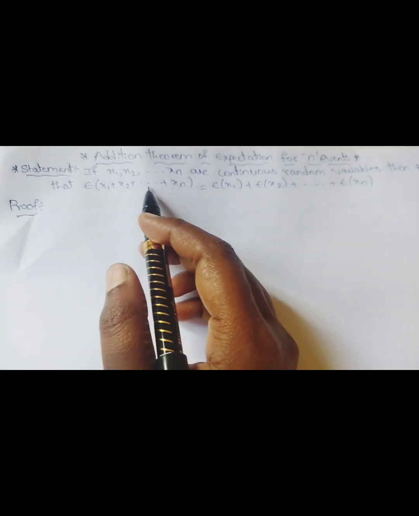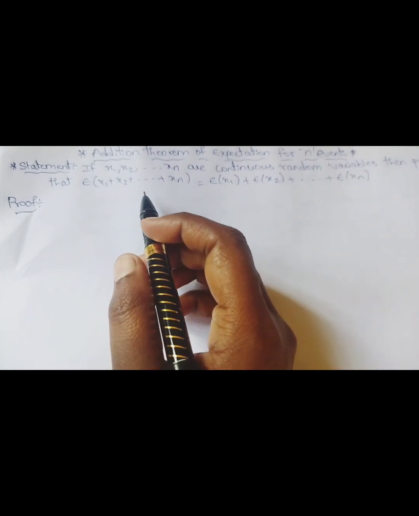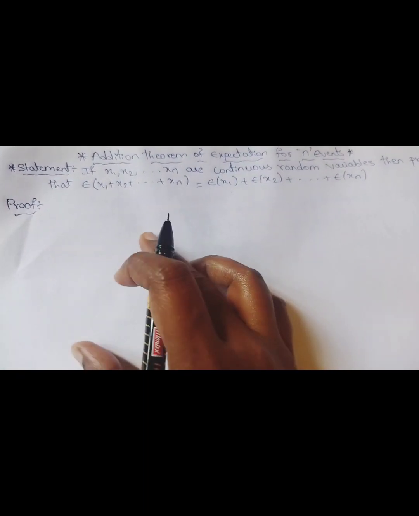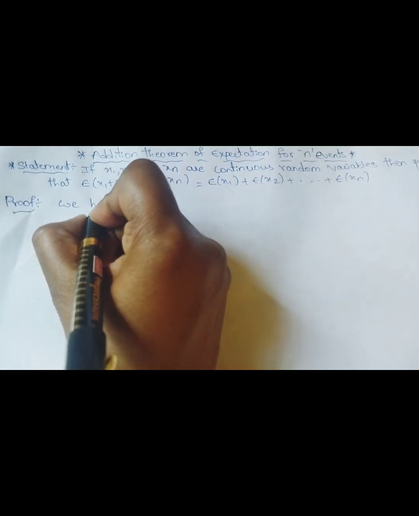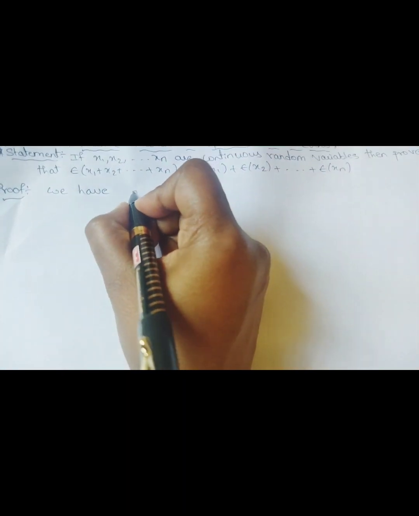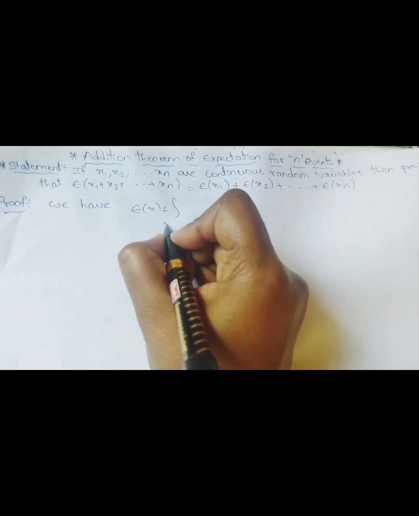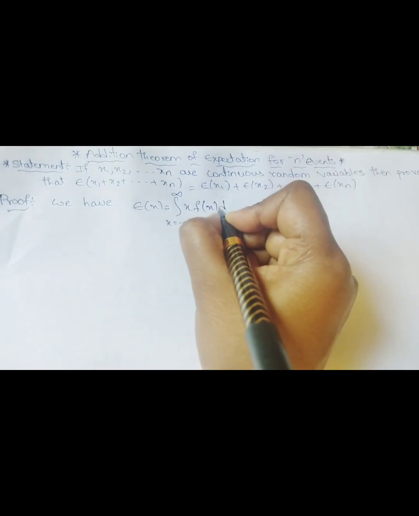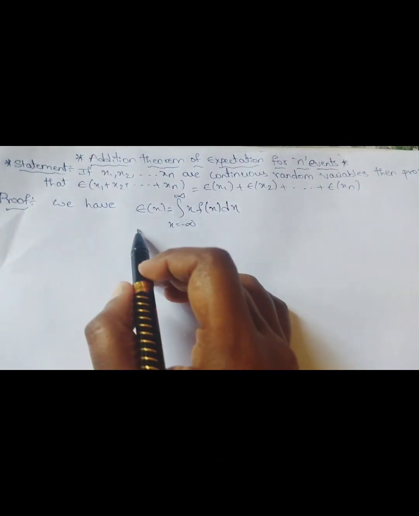Before going to the proof, let us write the proof. First we will write the formula for expectation of x, because if you know that formula only you can solve the theorem. So, let us write that formula. We have expectation of x equal to integral x equal to minus infinity to plus infinity x into f of x dx. So this is the formula for expectation of x.